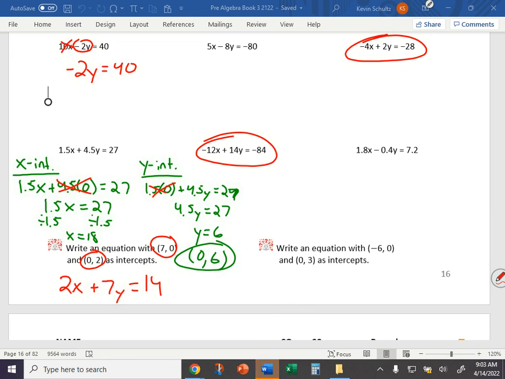Everything that you need to know is back up at the top of the page. Am I solving for an x-intercept? Yes, set y equal to 0, solve. Am I solving for a y-intercept? Set x equal to 0, solve.